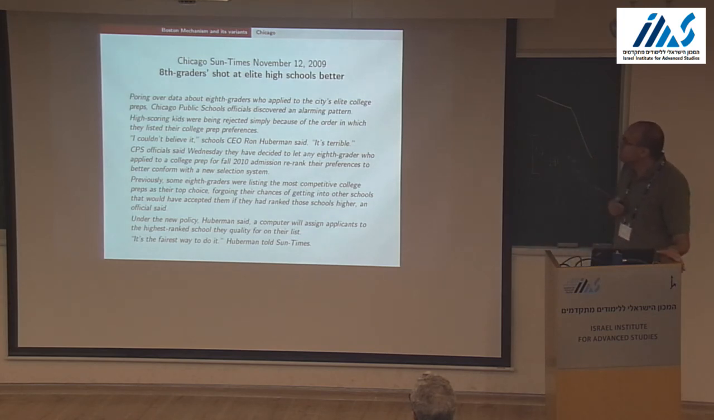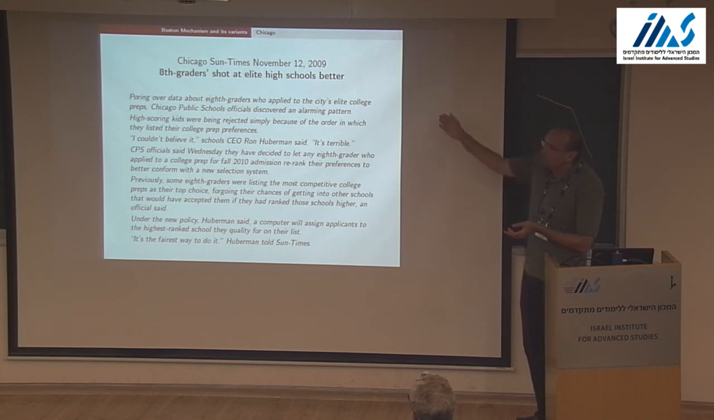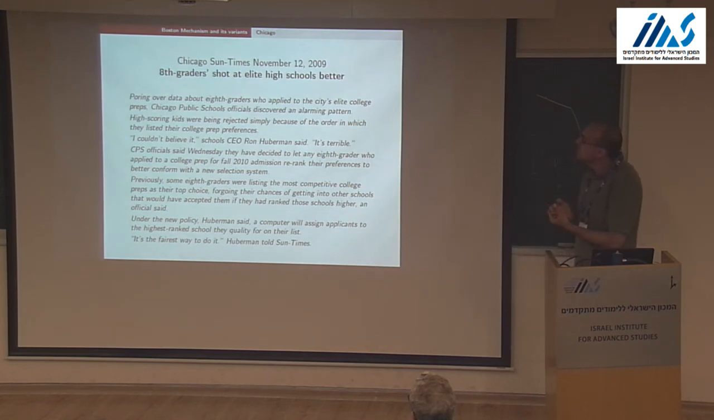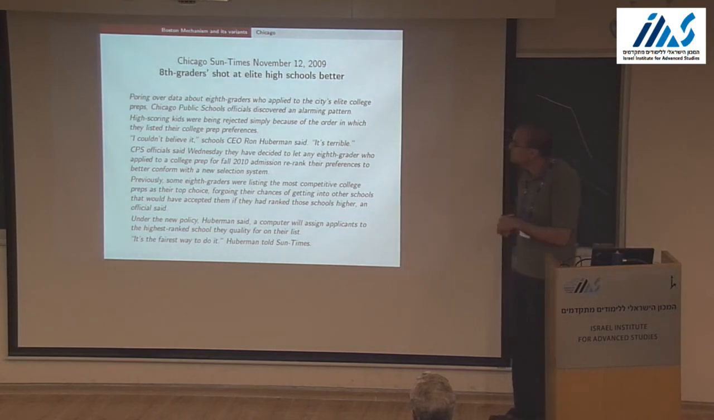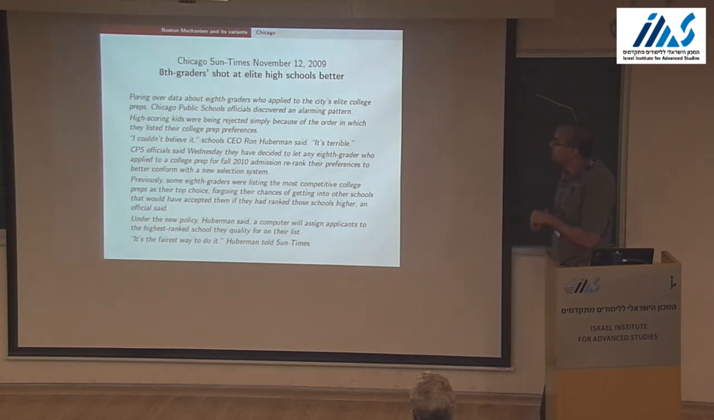This is another kind of amazing story, I think, about this Boston idea, and this comes from the city of Chicago. So here's an article from the Chicago Sun-Times describing their admissions process to their elite college prep. So these are testing schools in the city of Chicago. They say high-scoring kids were being rejected simply because of the order in which they listed their college prep preferences. I couldn't believe it. It's terrible. CPS officials said Wednesday they've decided to let any eighth grader who applied to a school re-rank their preferences to better conform with the new selection system. Previously, some eighth graders were listing the most competitive college preps as their top choice, foregoing their chances of getting into other schools that would have accepted them if they had ranked those schools higher.